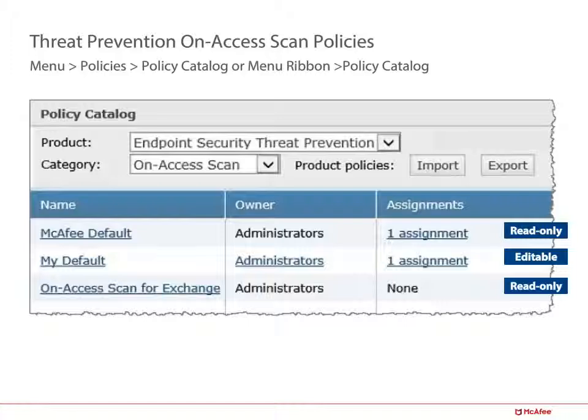In the threat prevention on-access scan policies, this time we actually have 3 pre-configured policies. Once again, you have the McAfee default, which is read-only. We have the My Default, which you can edit, which is a duplicate of the McAfee default. And now we also have this on-access scan for Exchange. It's also a read-only policy, and this policy is configured with the most common exclusions if you have the ENS product installed on a Microsoft Exchange server.